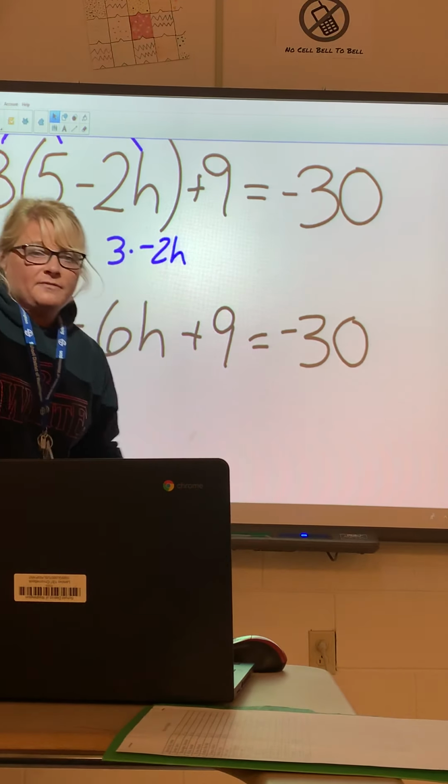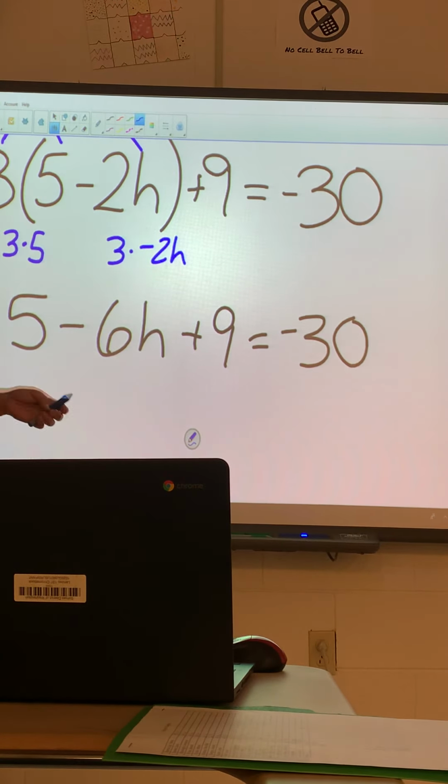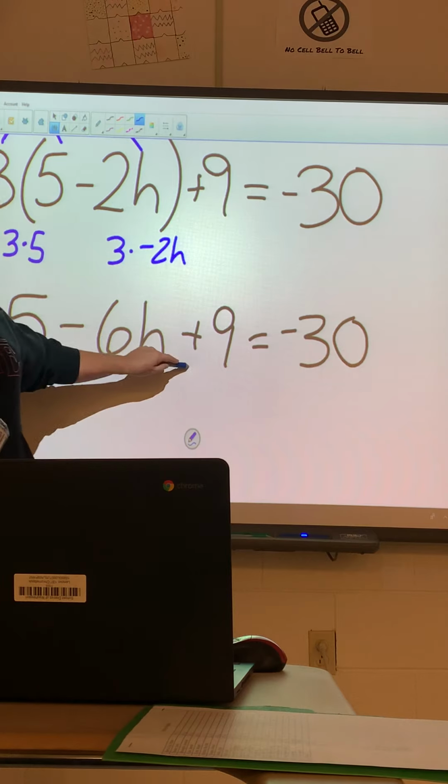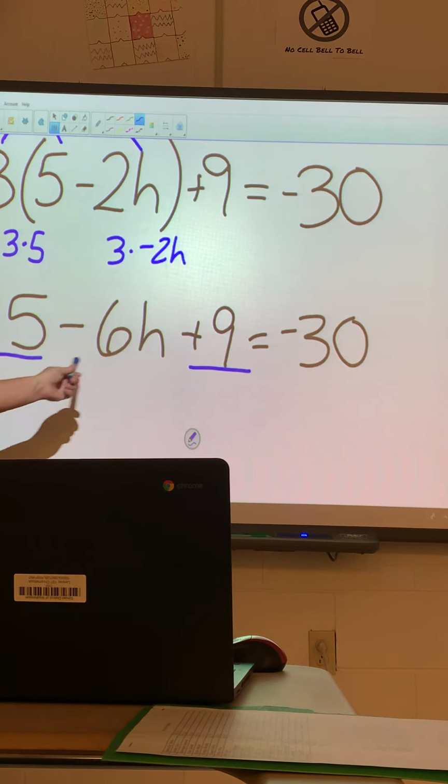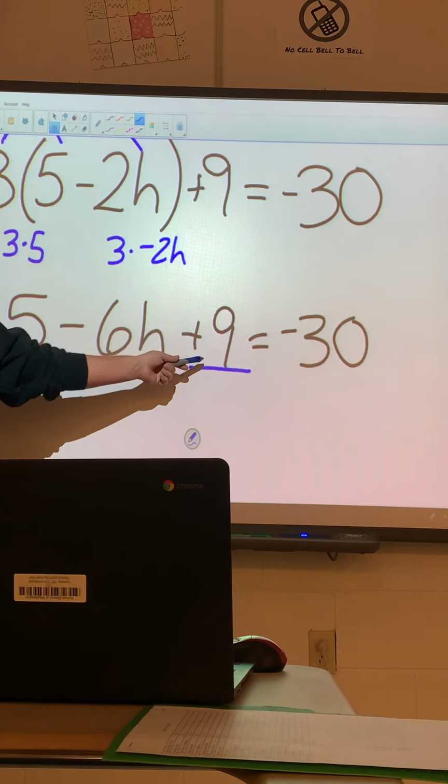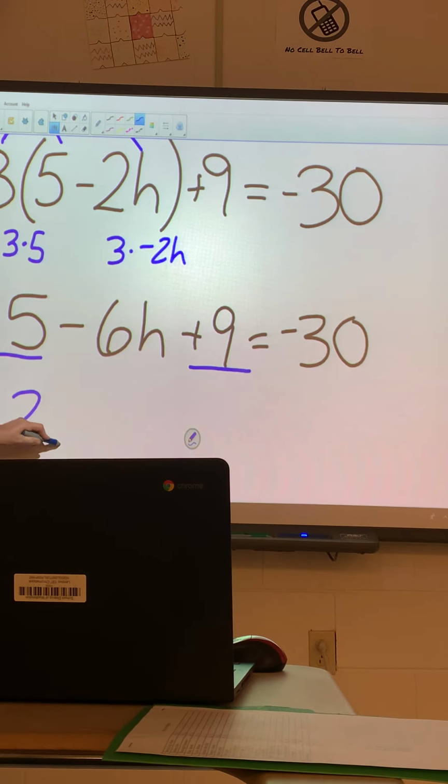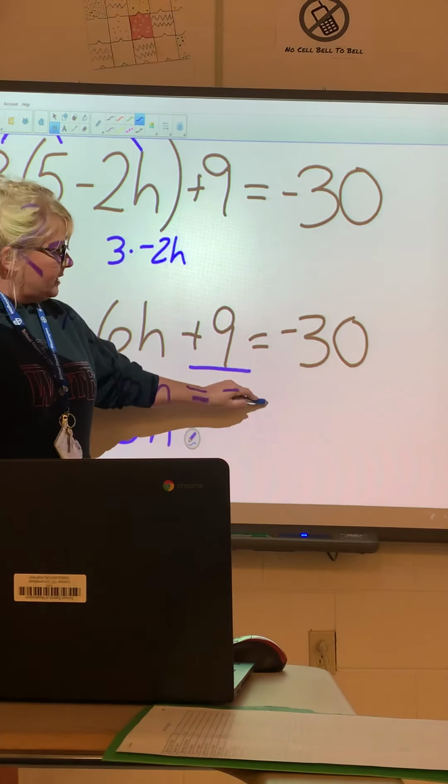My next step, if I have like terms, I have to combine those. I don't have extra h's, but I do have 15 and a 9. Those are both constant numbers. They can be added together. So 15 plus a 9 gives me 24. I still have minus 6h equals negative 30.